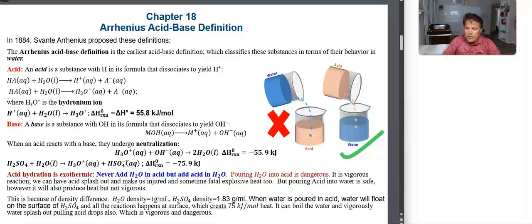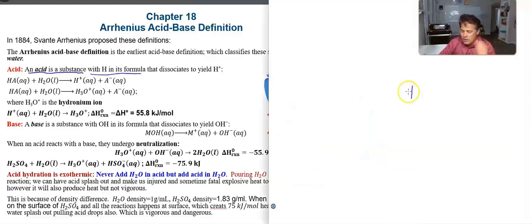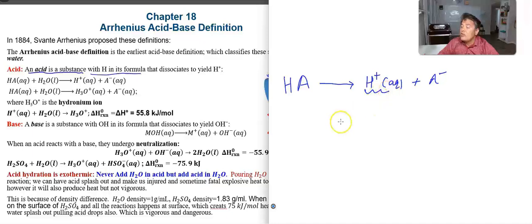So what does Arrhenius say? Acid is a substance with H in its formula. It should have hydrogen in its formula and dissociate to yield H plus when dissolved in water. In the aqueous medium, if some substance gives the hydronium ion, that is the acid according to Arrhenius. For example, let's say this is an acid. It is an acid because it has hydrogen present in the formula, and not only that, it should give you the H plus ion and the A minus ion when it dissolves in water.